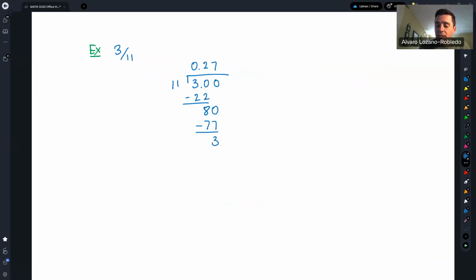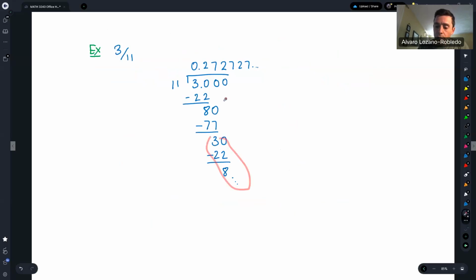Now we see that when I bring one more 0 here, I'm just going to do the same calculation that I did before. This is times 2, this is 22, and subtract, and I get 8. And then there's going to be a 7 and a 2 and a 7 and etc., because I'm just going to be repeating this calculation over and over again. So what is it that happened?